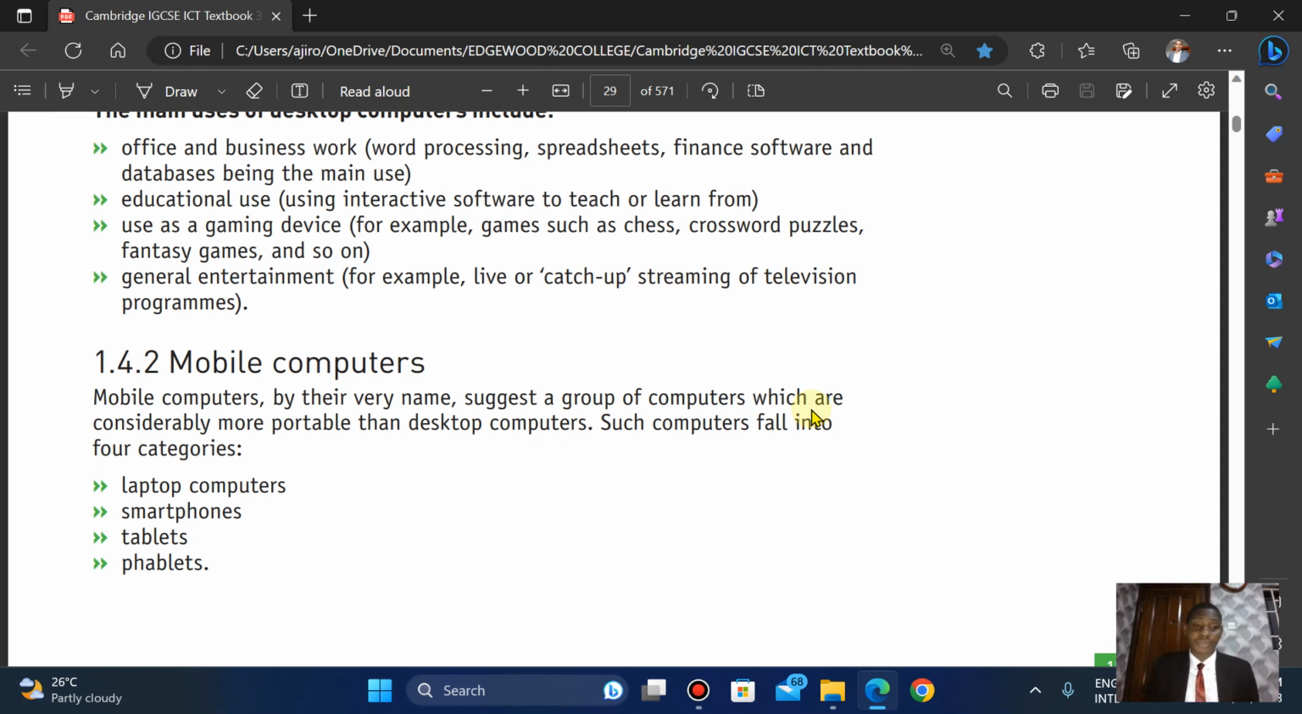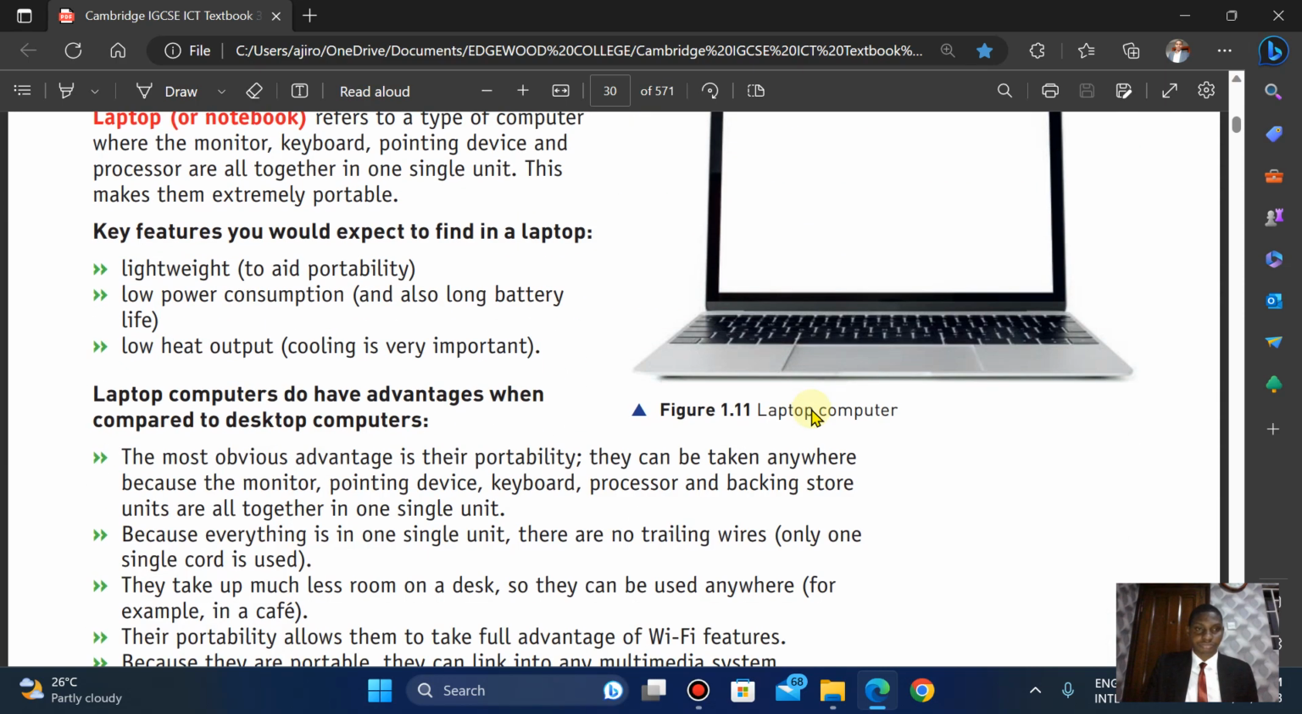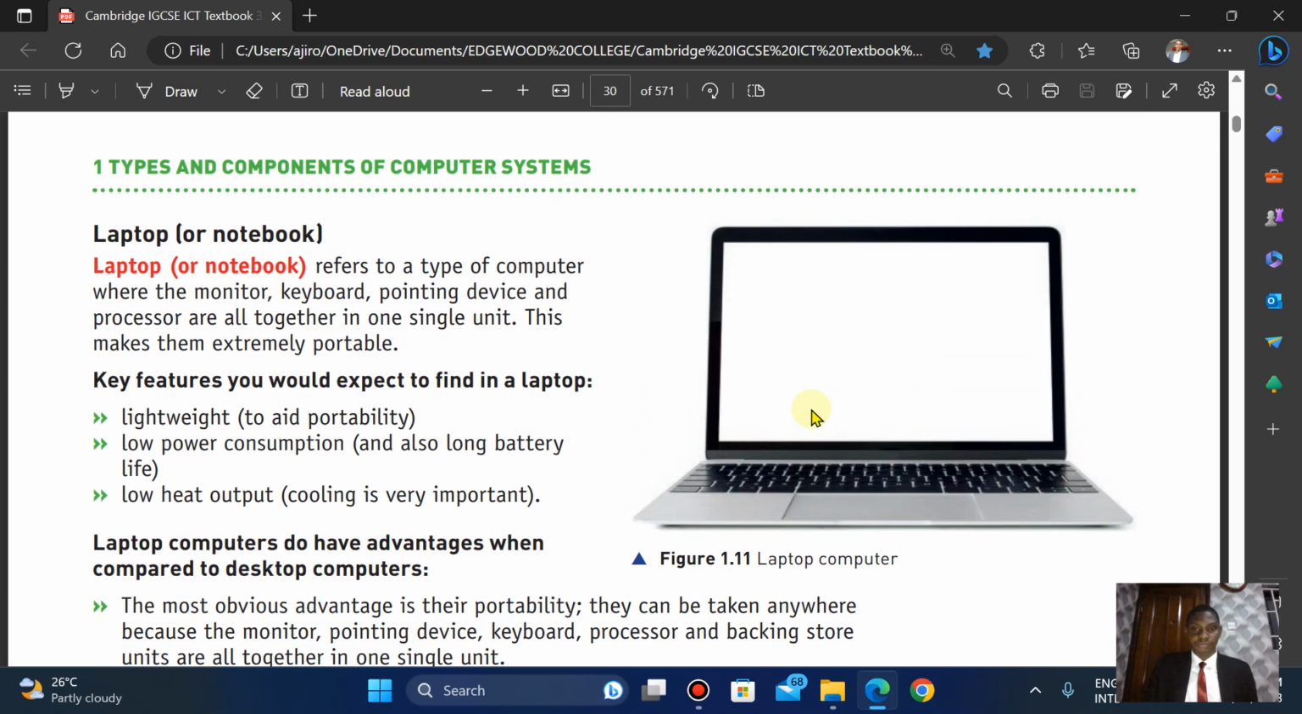We have our laptops, we have our smartphones, we have a tablet, we have a phablet. For the laptop or notebook, the recent ones are called notebooks. These are types of computers where the monitor, the keyboard, the pointer device, and the processor are all together in one single unit, which makes it extremely portable. Key features you would expect to find in a laptop: lightweight, low power consumption, low heat output.